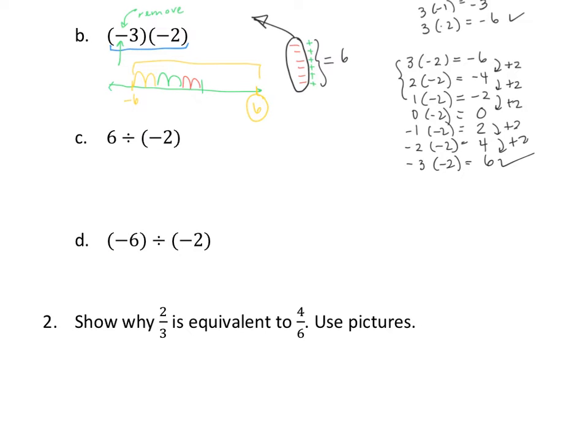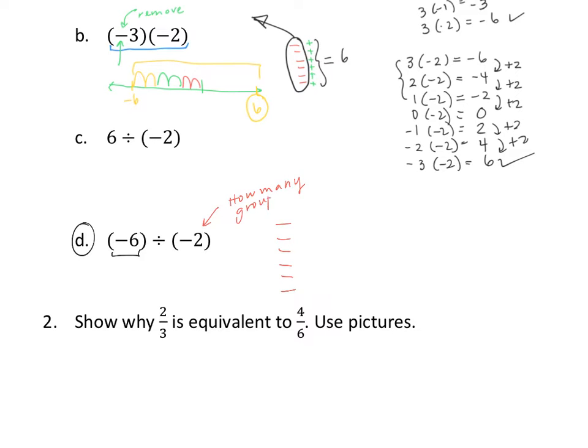Okay, we're going to skip down to part D for a minute. And this one, we have -6 and we want to divide that by -2. So if we do it with the chip model, we start by having our 6 negatives: 3, 4, 5, 6. And to divide by -2 means we want to see how many groups of -2 there are.